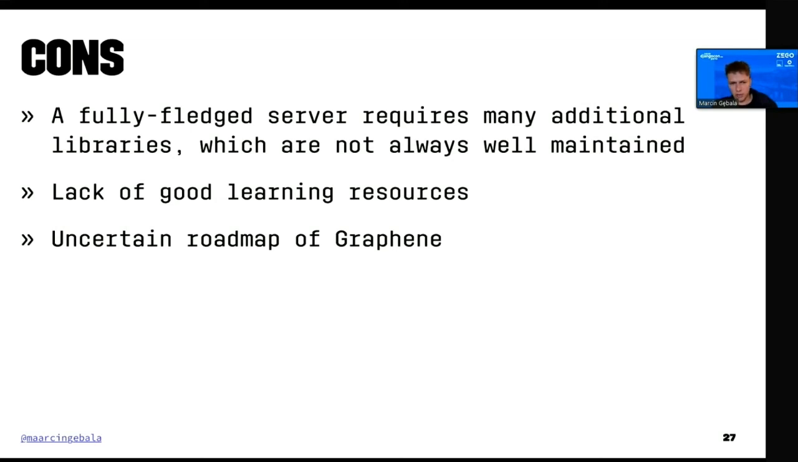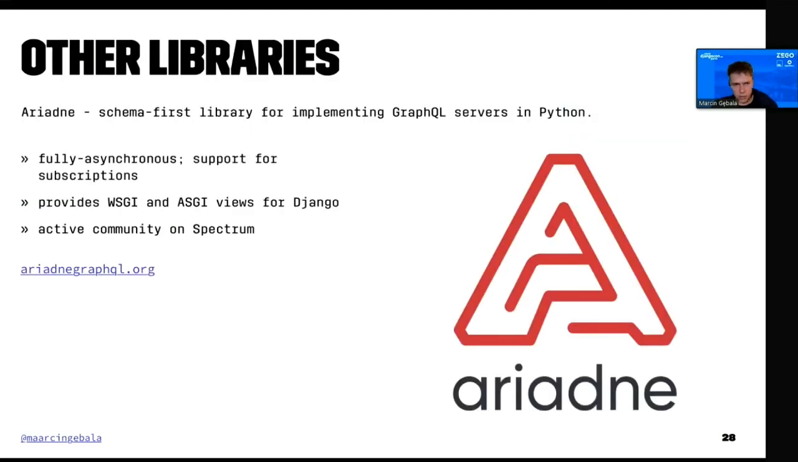Also, the roadmap of Graphene is a little bit uncertain. There is a new version coming, but I'm not sure if there is any release date, and I'm not sure if all of the features will be supported. There are some features missing in Graphene that are available in other implementations of GraphQL servers in other languages. So do we have any other options?